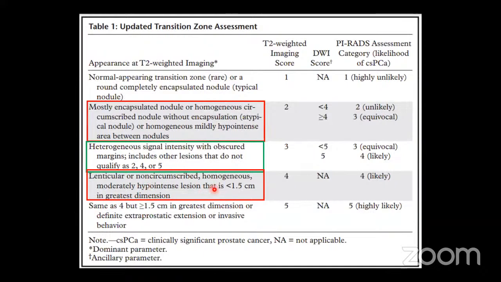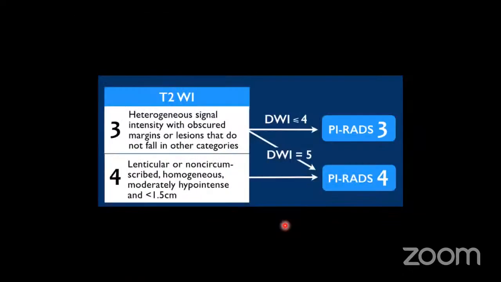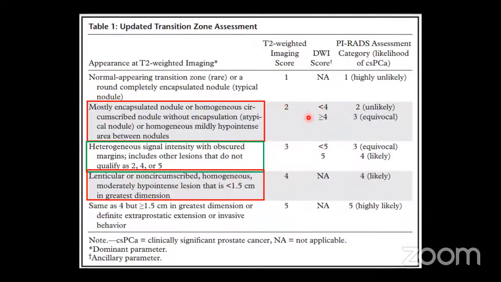Lenticular non-circumscribed less than 1.5 centimeters is 4 and more than 1.5 centimeters is 5. So this is the most important point which we try to make. For 2 and 3, always go and see diffusion and then decide whether to upgrade it to the next level or to keep it at the same level.